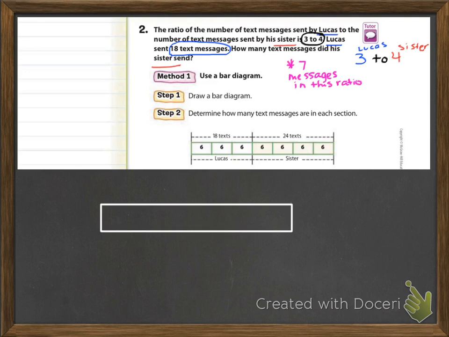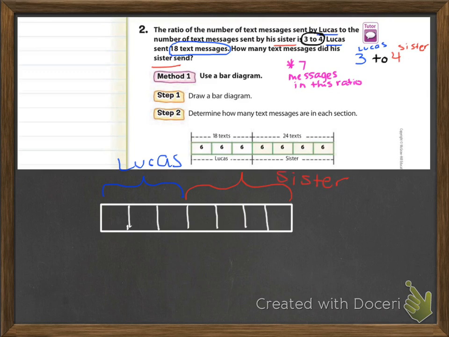So remember how I said that you had 7 messages total. So for every 3, there were 4. So let's go ahead and break our bar diagram into 7 total boxes. So 1, 2, 3, 4, 5, and 6 should give us 7 boxes. All right, so now that we have our 7 boxes, we know that 3 of them will be for Lucas. So these 3 will be Lucas. And we know that 4 of them will be for his sister. So these 4 will be for his sister.